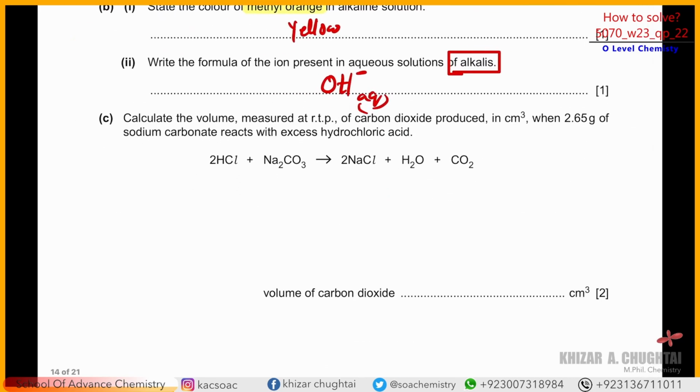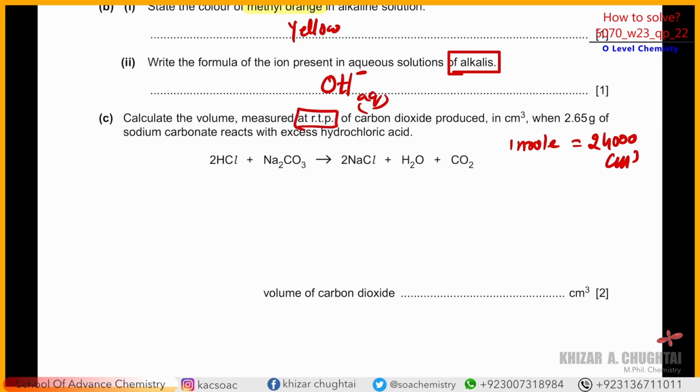Next one, calculate the volume measured at RTP of carbon dioxide produced in cm³ when 2.6 gram of sodium carbonate reacts with excess HCl. And here is the equation. In this question we are supposed to measure the volume of CO2 in cm³ at RTP. So you know the volume of 1 mole of a gas at RTP: 1 mole of a gas is equal to 24,000 cm³ at RTP.